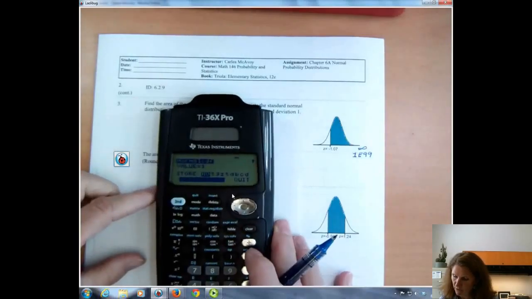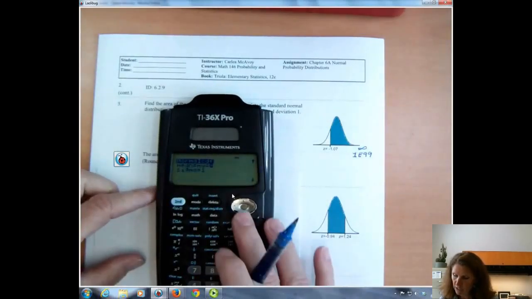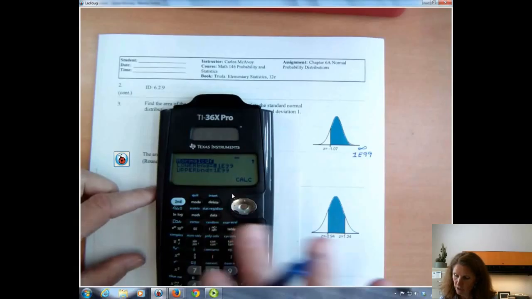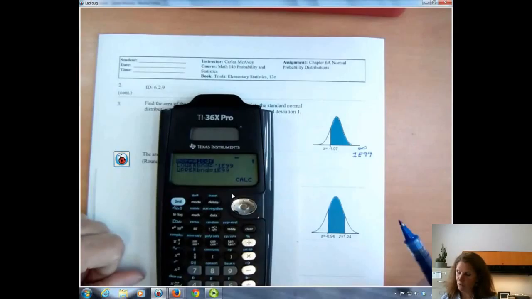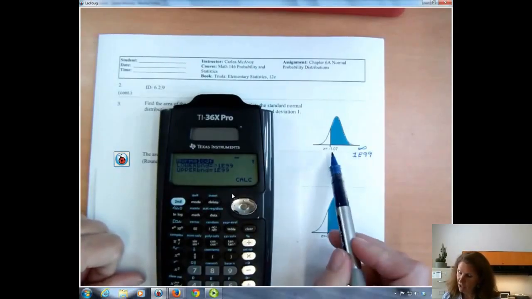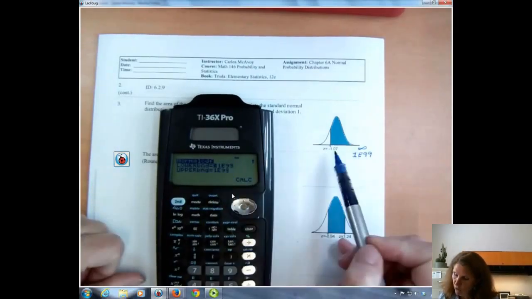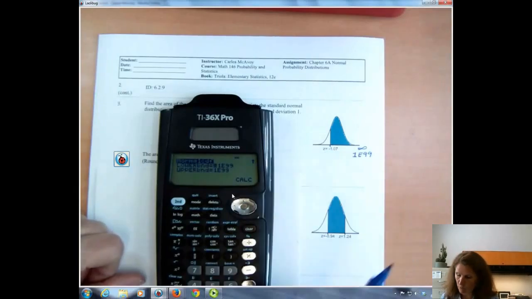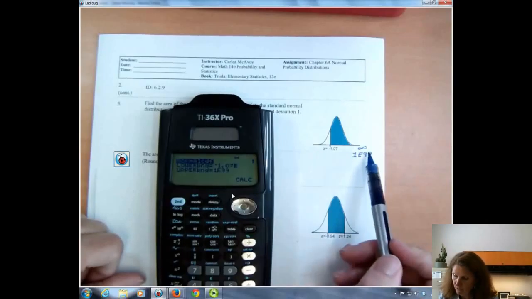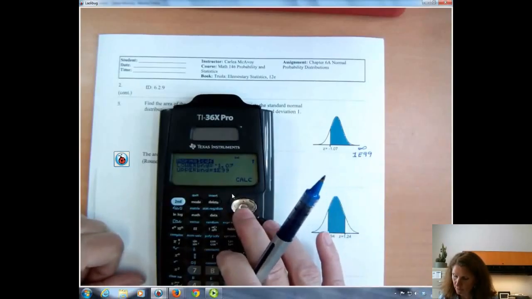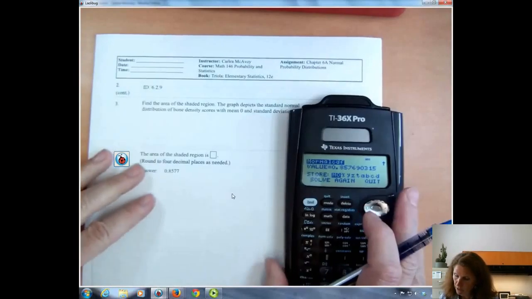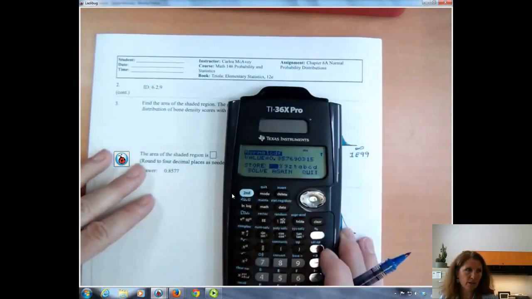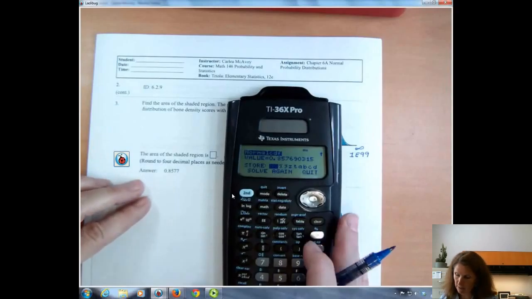No, I don't want to do solve again. Let me show you what happens if I do solve again. If I do solve again, it keeps your last values. I didn't change anything, so it doesn't show you anything. But anyway, as I go in here now, my lower bound, or the lower number, is negative 1.07. But the upper bound is infinity, so I don't want to change that one. And that gives me 0.8577 rounded to 4 decimal places.